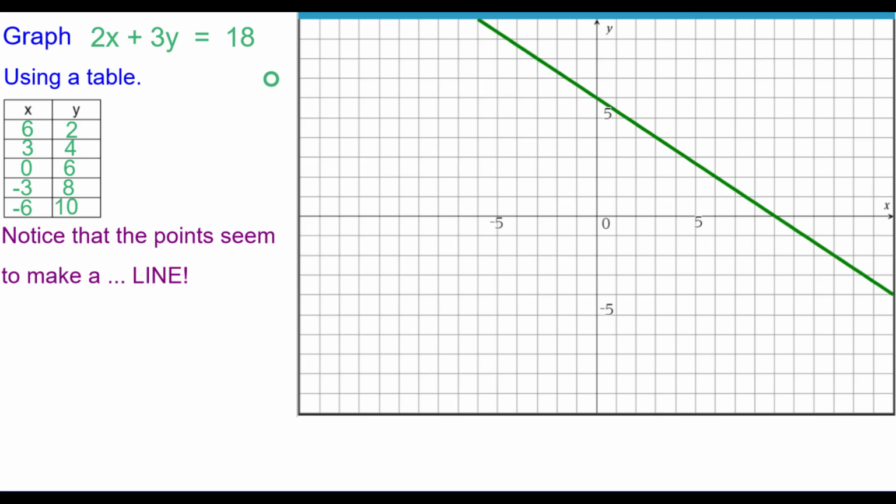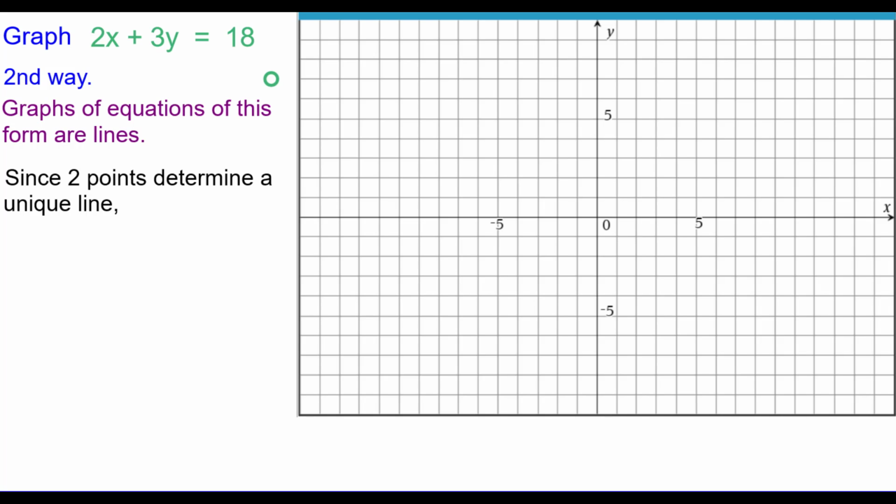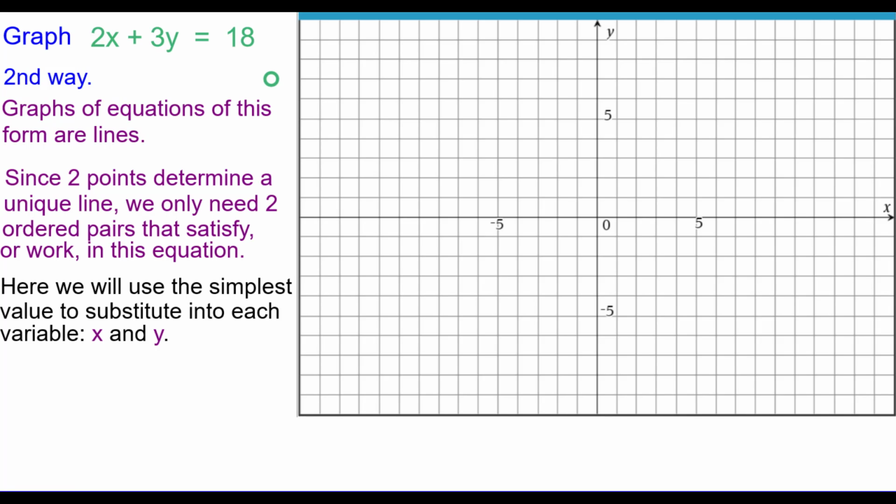And that's our graph. Second way for this same equation. So graphs of equations of this form are lines, and since 2 points determine a unique line, we only need 2 ordered pairs that satisfy, or work in, this equation.